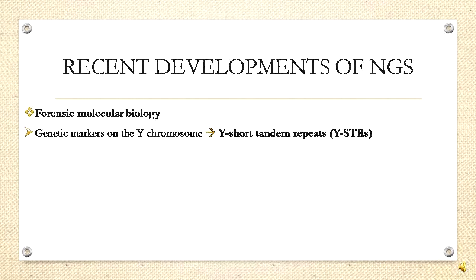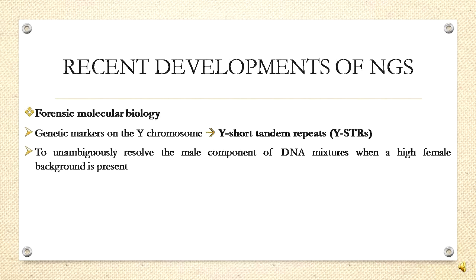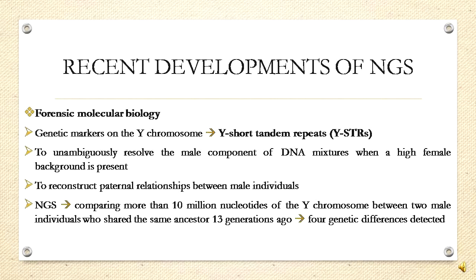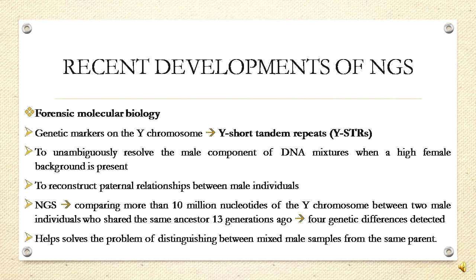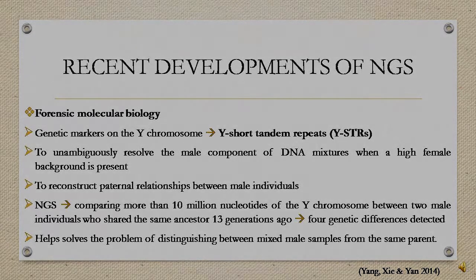Genetic markers on the Y chromosome, known as Y short-tandem repeats, are most commonly used to unambiguously resolve the male components of DNA mixtures when a high female background is present, or to reconstruct paternal relationship between male individuals. With the use of next-generation sequencing, 4 genetic differences were detected when comparing more than 10 million nucleotides of the Y chromosome between 2 male individuals who share the same ancestor 13 generations ago. This suggests that Y chromosome sequencing could solve the problem of distinguishing between mixed male samples from the same parent.